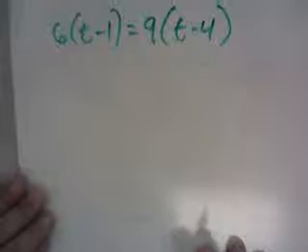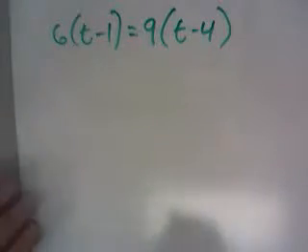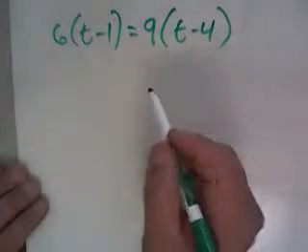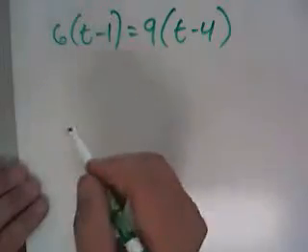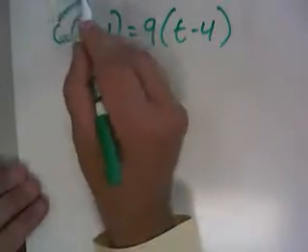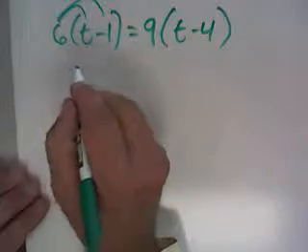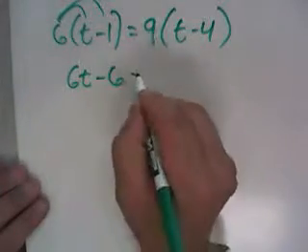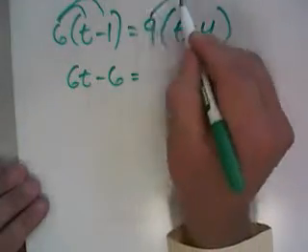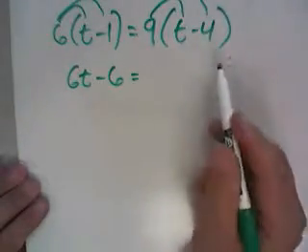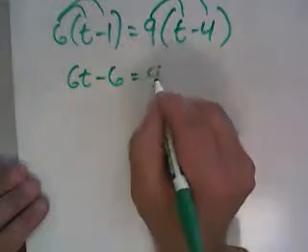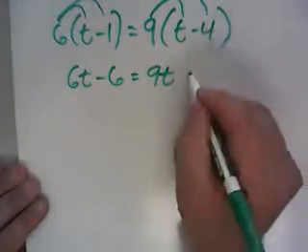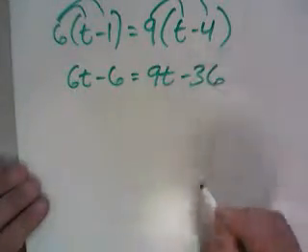Just like for last night's homework, the very first thing that we would like to do is to get rid of the parentheses. And we do that by using the distributive property. So I'm going to distribute the 6. 6 times t is 6t. 6 times negative 1 is negative 6. And I'm going to distribute the 9 to get rid of this set of parentheses. 9 times t is 9t. And 9 times negative 4 is negative 36.